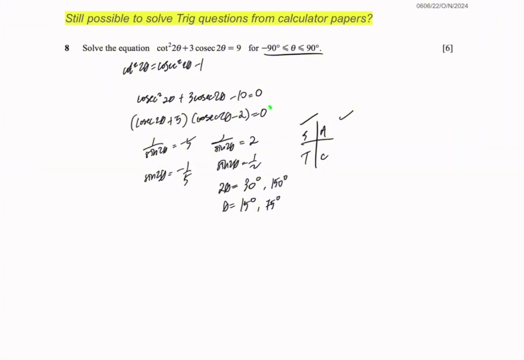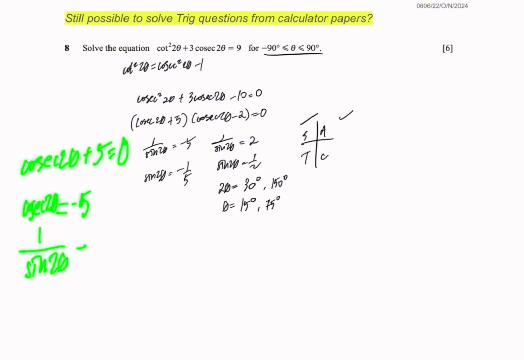Okay, now I factorized it, like how you would normally solve a quadratic equation. And then this is equal to 0, this is equal to 0. So what you would normally do is cosec 2 theta plus 5 is equal to 0, and then minus 5, cosec 2 theta is equal to minus 5. Cosec 2 theta is equal to 1 over sine 2 theta equals minus 5. So sine 2 theta is equal to negative 1 over 5, which is what I did here.